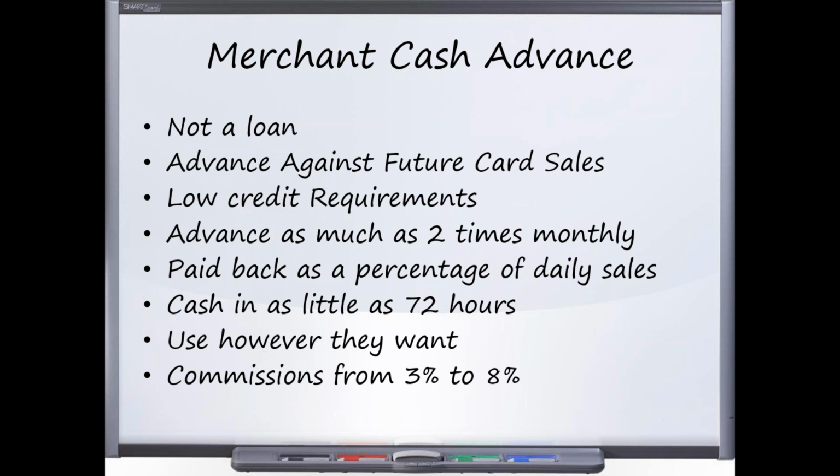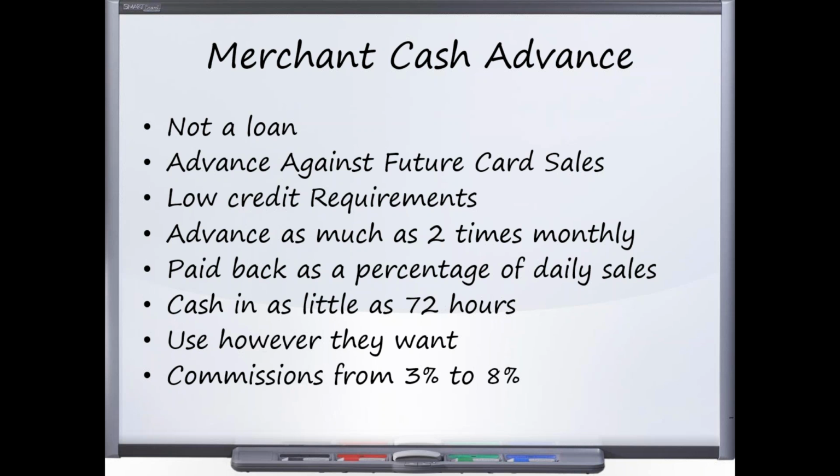Now, how do they pay it back? They pay it back based upon their daily credit card sales. In most cases, that's going to vary anywhere from 10 to 15%. So the business that's doing $50,000 a month in credit card sales is doing about $2,000 a day in credit card sales. On a day when they do $2,000, they'll pay back somewhere around $200 to $300 out of that, and we automatically withdraw that out of their proceeds.